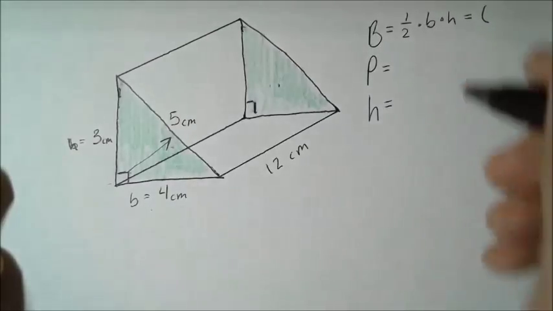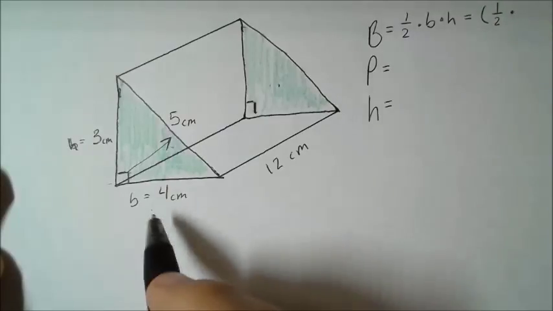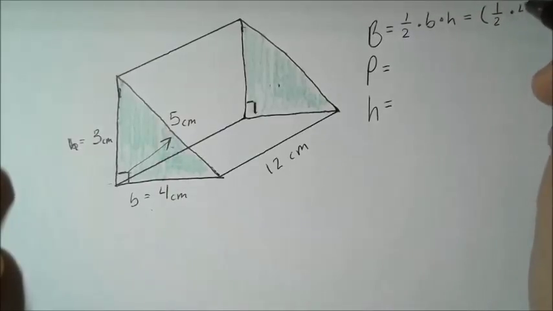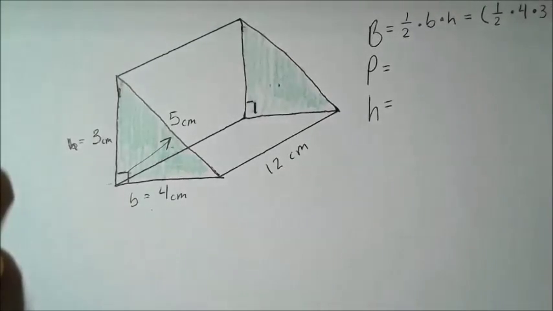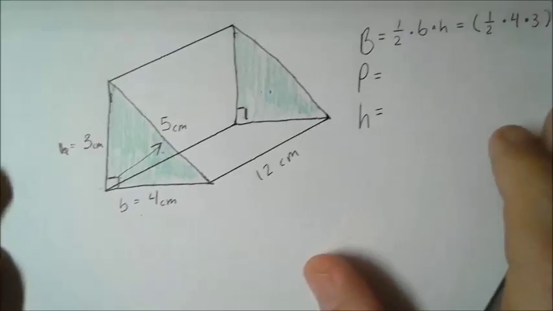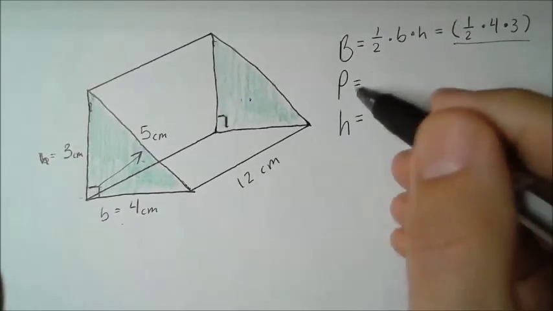It's still going to come out the same. So let's go ahead and write this out. We got 1/2 times the base, which I'm calling the base 4, and times my height, which I'm calling my height 3. And that's what I'm going to put in my calculator when I'm solving for the area of the base. So now we just need the perimeter.